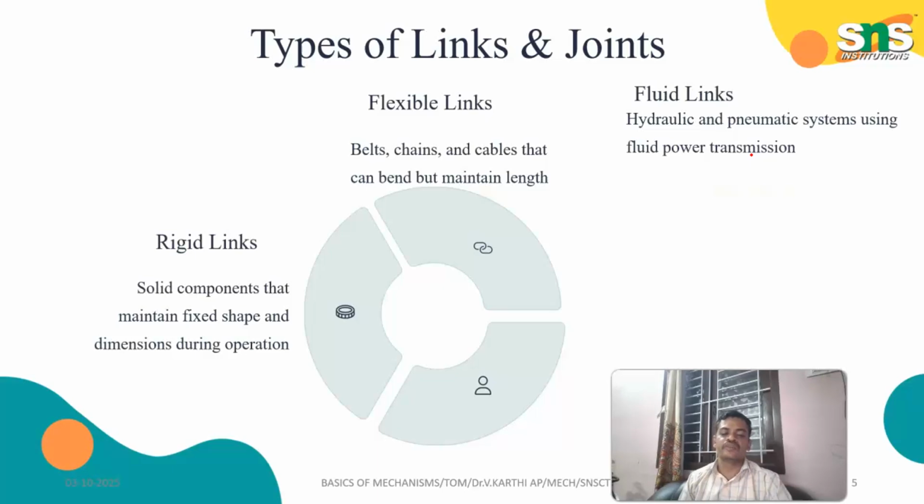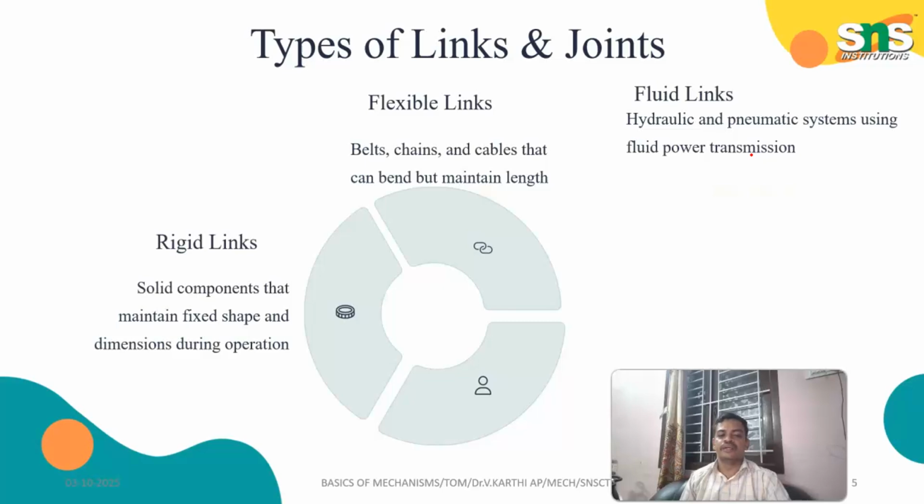Example: lead screw in a lathe. Cylindrical pair, both sliding and turning. Example: telescopic joint. Spherical pair, turning in multiple directions. Example: ball and socket joint. Next, rigid, flexible and fluid links.